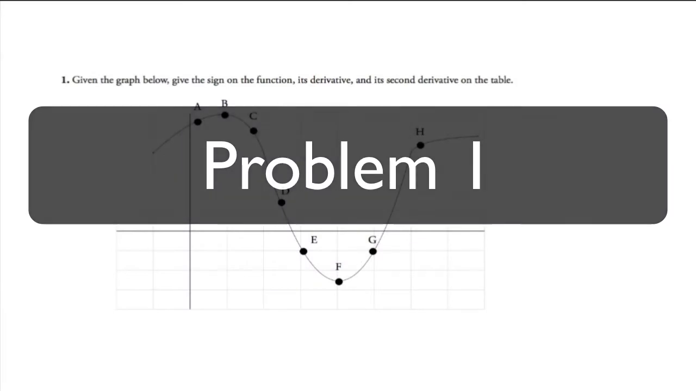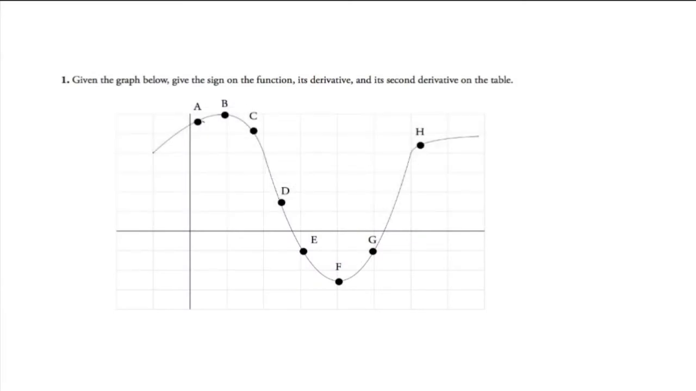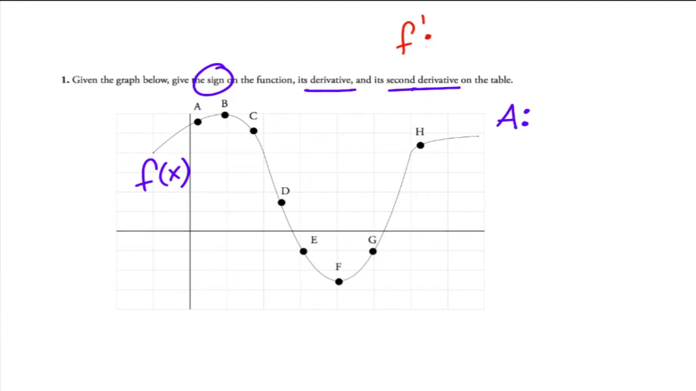So we're trying to figure out in this problem what's going on at all of these points as far as the derivative and the second derivative. So we're looking for the sign. So remember that what we do is we're looking at two different aspects of the graph. So here, we're assuming this is f of x, and so then our derivative f prime, remember that we're looking for two things.